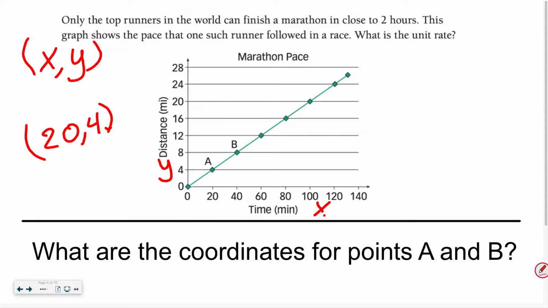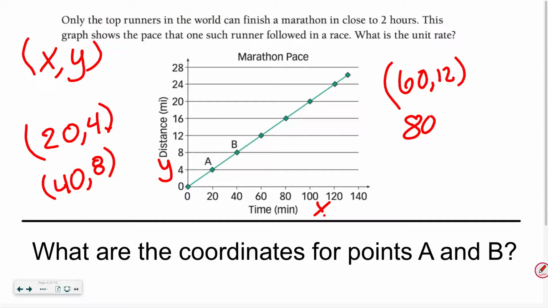Lewis gave us one. Oh, no. Giovanni gave us one, right? 20 to 4. Sorry. Jared, what's another one? 40 to 8. 40 to 8. Good. Do we have any others? Lewis, you can give us one. 60 to 12, good. Any others? Go ahead, Jack, what's another one? 80 to 16. 80 to 16, good.